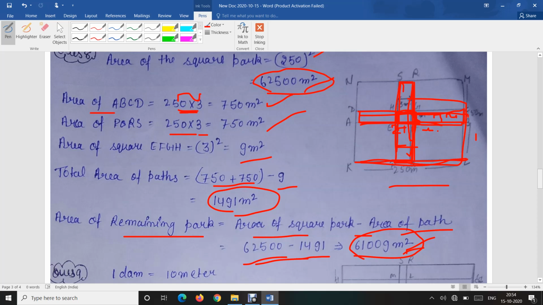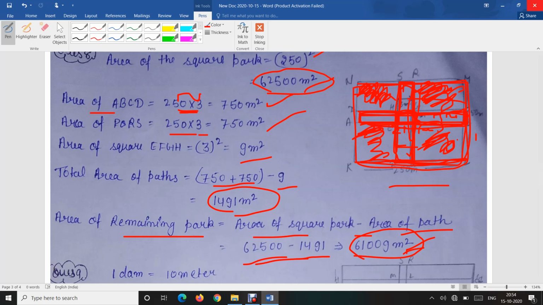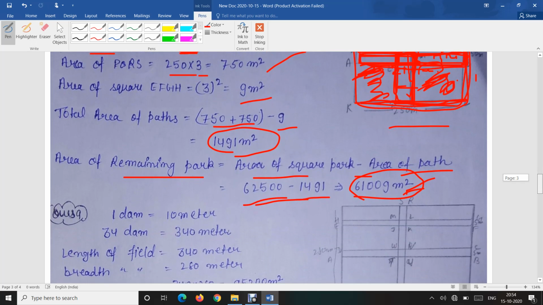See, how can you find out the remaining area of the part? You want to find out the area of this portion, this portion, this portion, and this portion. So for that you can subtract this area, which is extra, from the total area of this square. In this way you can find out the remaining area. That's why we subtracted the area of the path from the area of the square.